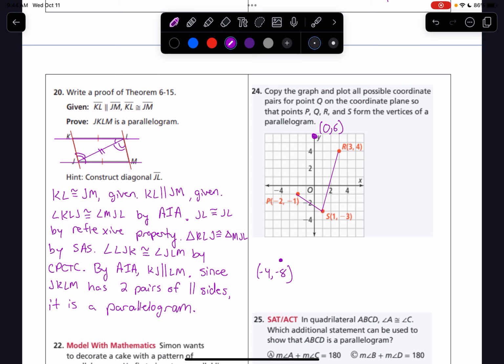And finally, if I thought that my lines connected this way, then I would get another parallelogram. Let's see, this went down 3 and over 2. No, sorry, down 2 and over 3, I can count. So down 2 and over 3 from R puts a point at 6, 2. So those are the 3 points that I could have that would make these 3 given points into a parallelogram.